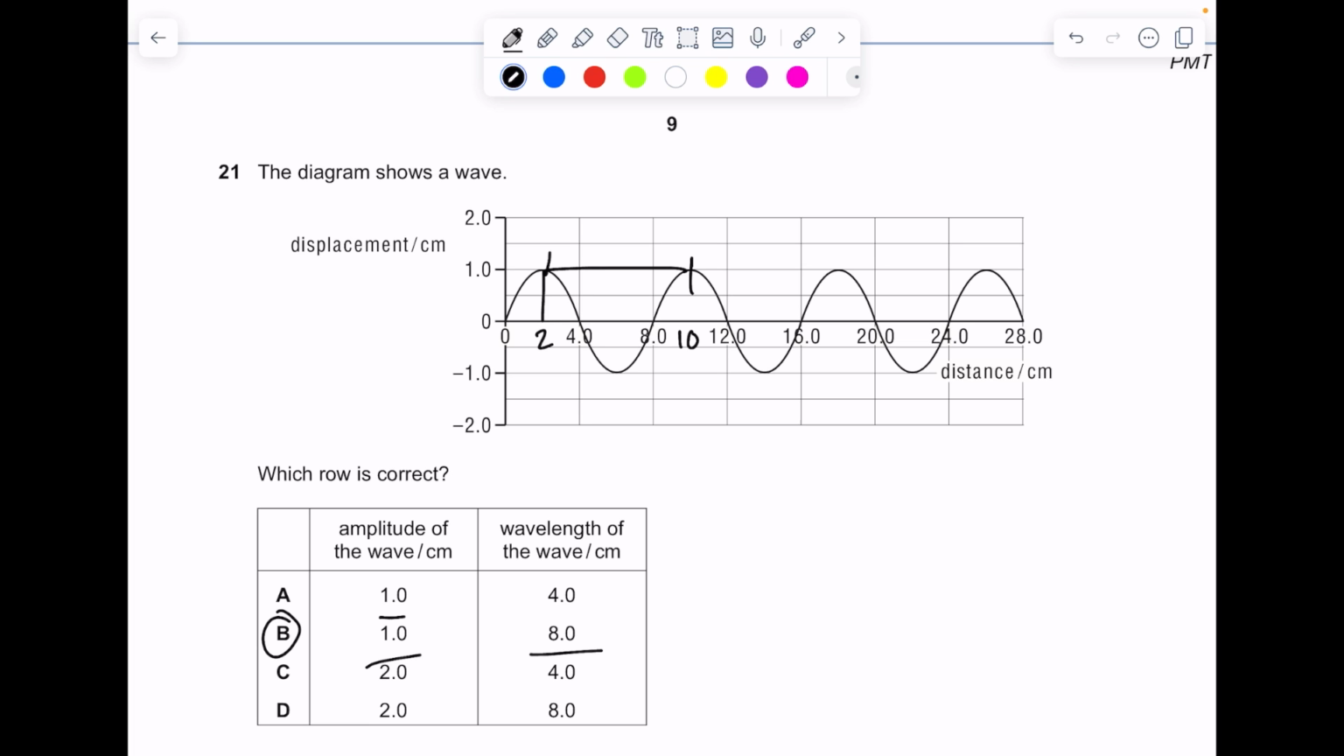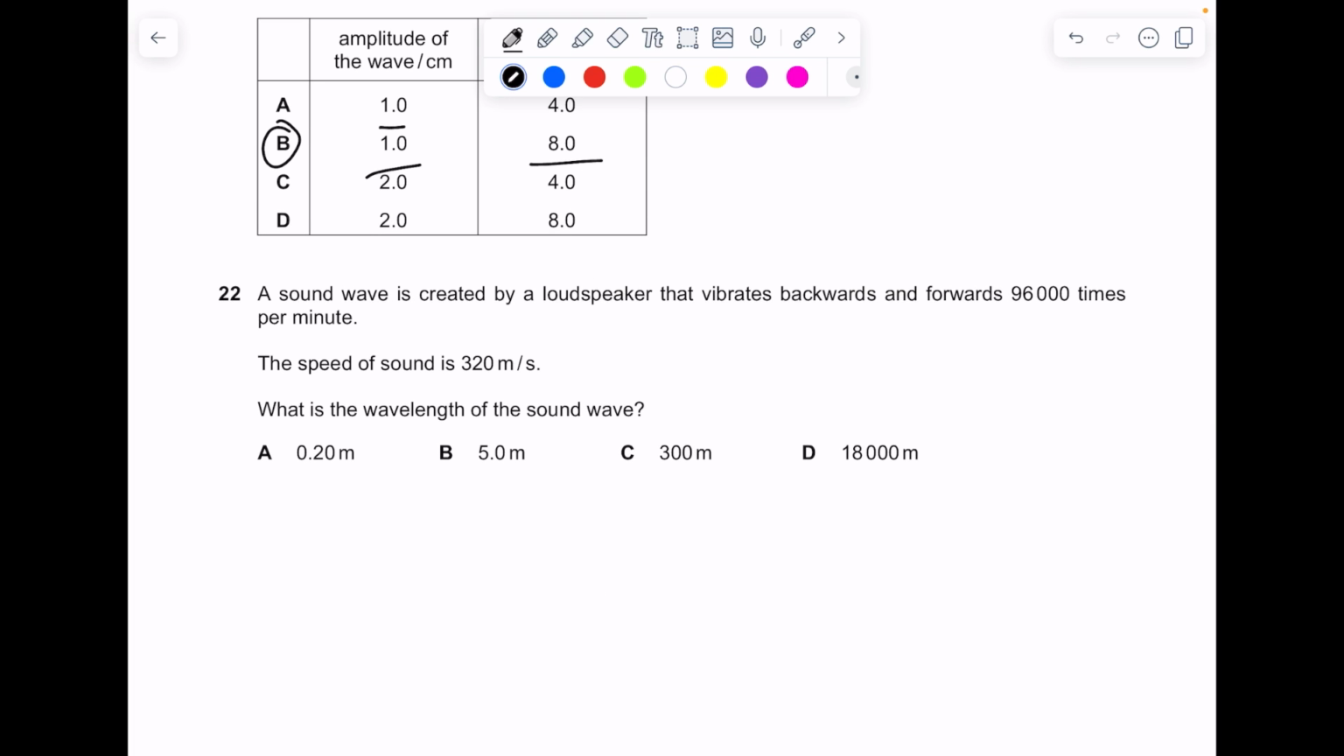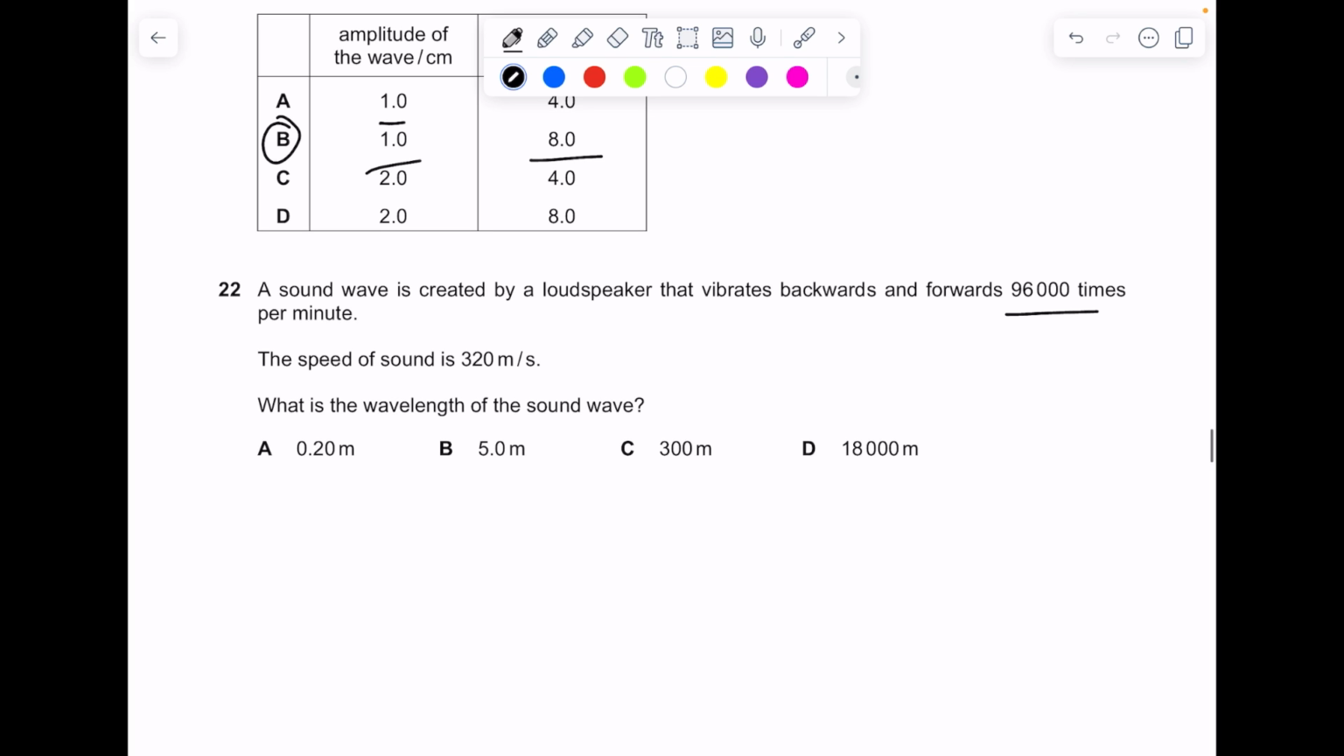The answer is B. A sound wave is created by a loudspeaker that vibrates backwards and forwards 96,000 times per minute. Right, I can already see we're going to have to work out frequency. The speed of sound is 320 meters per second. What is the wavelength? So this is our equation, which states that speed equals frequency times wavelength, but we need the frequency. Remember, frequency is the number of waves per second, so we need to do 96,000 divided by 60 to get it from 1 minute to a second.